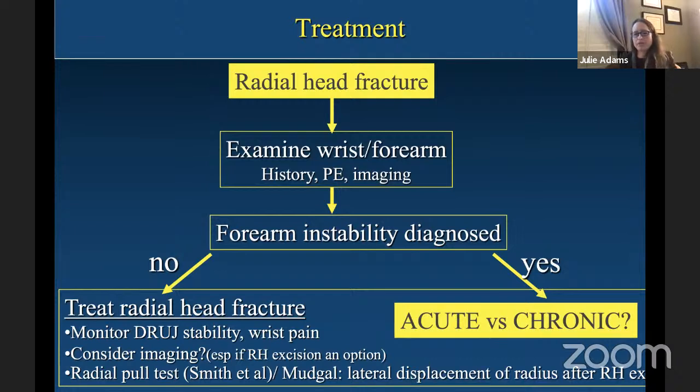If there's no forearm instability, you're not out of the woods. Treat the radial head fracture. If you're planning on excising the radial head, you may want to perform the so-called radial pull test. Also, Professor Mudgal described lateral displacement of the radius after radial head excision as a mechanism to diagnose instability of the forearm. If you see that, you need to have a high suspicion for forearm instability and be aware that you should not simply excise the radial head. You're going to want to replace it and potentially do something to the forearm to stabilize it.